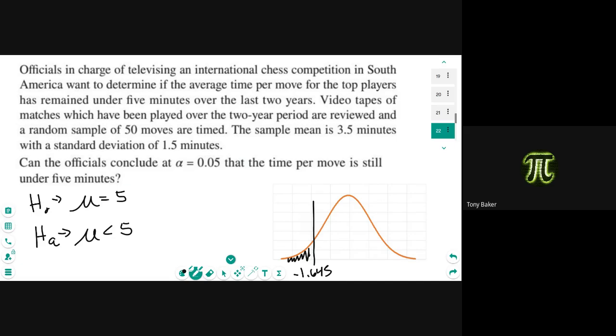If it's greater than, it's also one tailed. If it's not equal to, it's two tailed. So think about the direction you're going. Not equal to means it can go either direction. Less than means you're only going one direction. Greater than means you're only going one direction. So that's why those are one tailed. Not equal to is two tailed because it can go either direction.